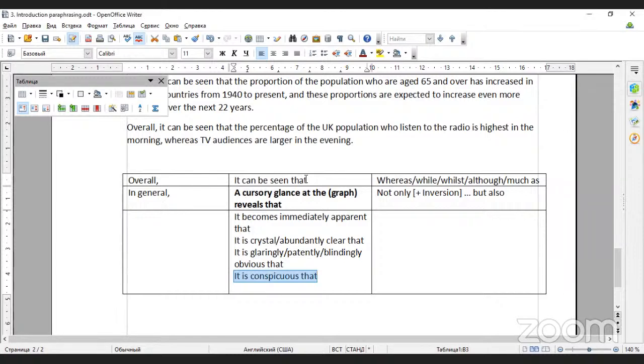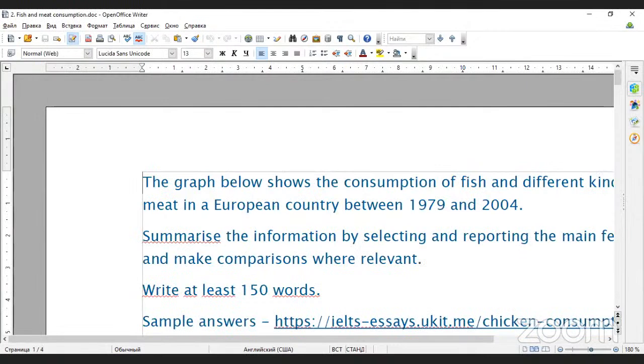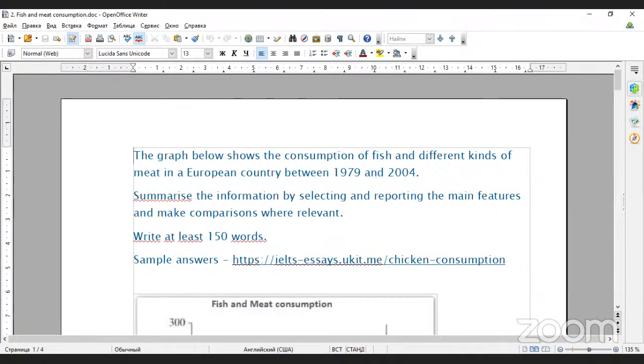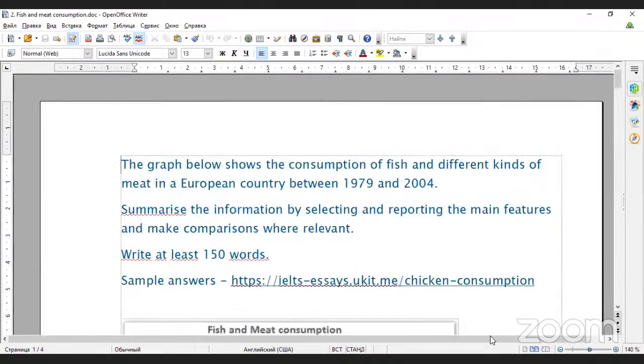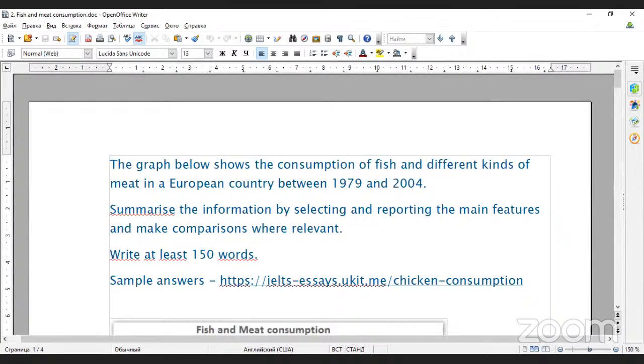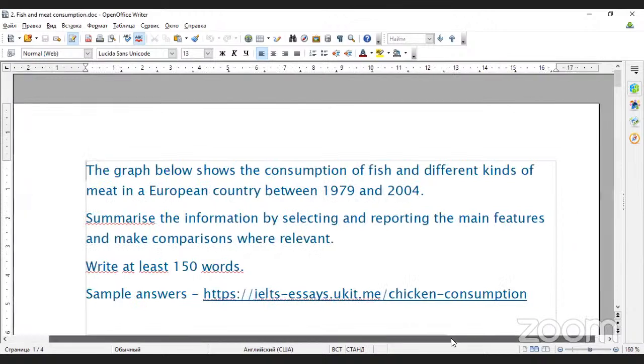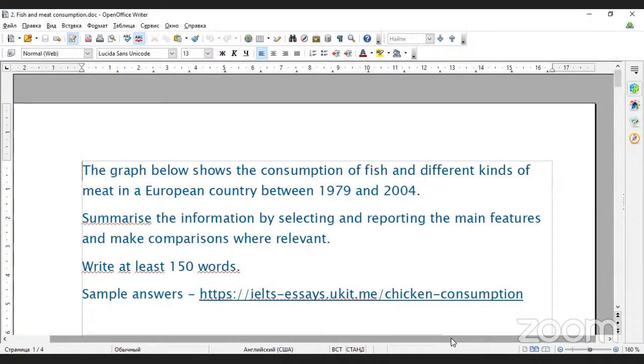Okay, so let's have a look at an example. I hope you will like it. Many of my students like it, at least when I ask them, do you like it? They say yes. The graph below shows the consumption of fish and different kinds of meat in a European country between 1979 and 2004.